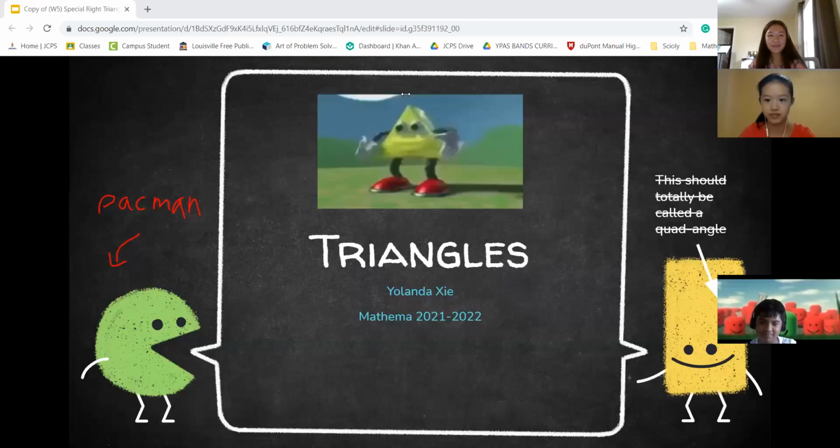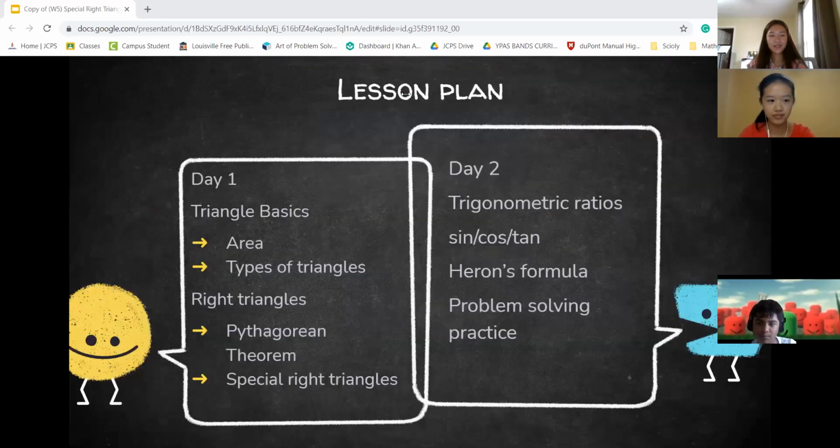Okay, so today we're going to start talking about triangles and we're going to continue next class. Today we're going to go over triangle basics like area, types of triangles, and then we'll do some stuff with right triangles like the Pythagorean theorem and then special right triangles.